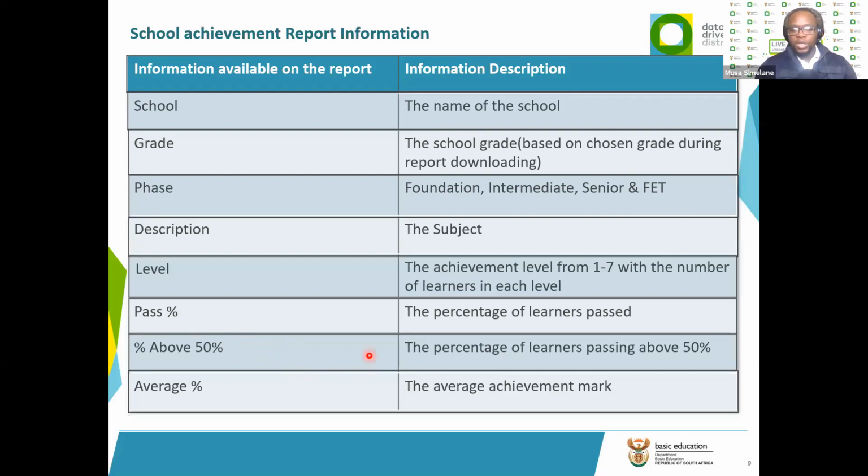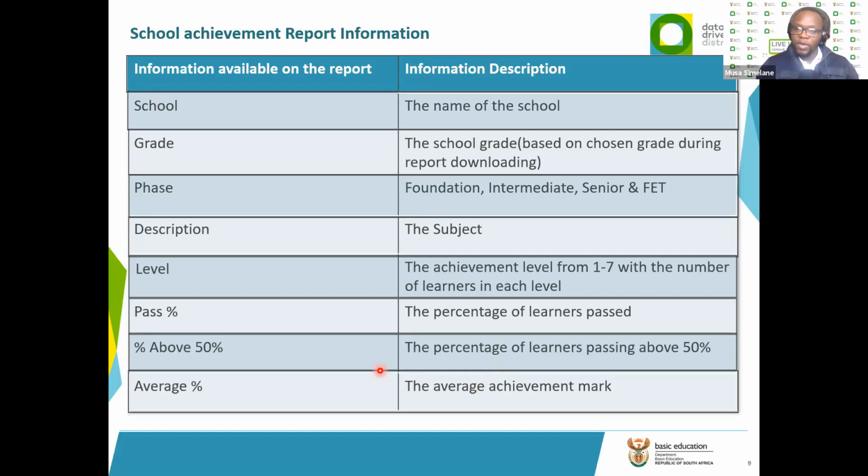Then there's a percentage above 50%, and this is more of a quality question. Here we're speaking to those learners that have been able to achieve above 50%. So it will tell us the number of learners who are able to produce above 50%, and that speaks to quality, and we can use that as a goal to say, look, this is our goal as a school, to have more learners in this subject passing above 50%.